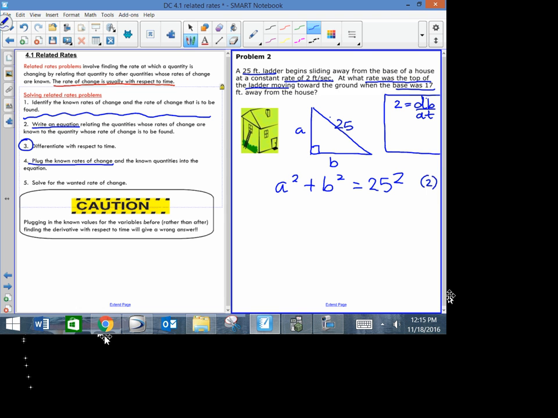Okay, at what rate is the top of the ladder moving? So what are we looking for? We're looking for dA dt equals what? When? Base was 17 feet. B equals 17.